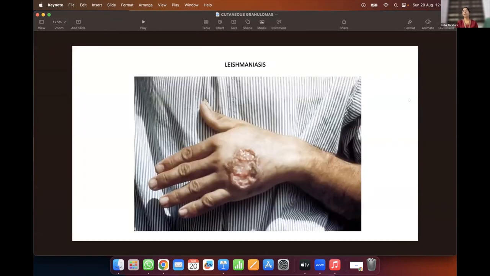Okay, next coming to Leishmaniasis. As we know, it is caused by the Leishmania organism. How does this occur? It is because of the bite of the infected sandfly. So soon after the bite, the patient presents with papules. After 2 weeks, they come with ulcerating lesions.